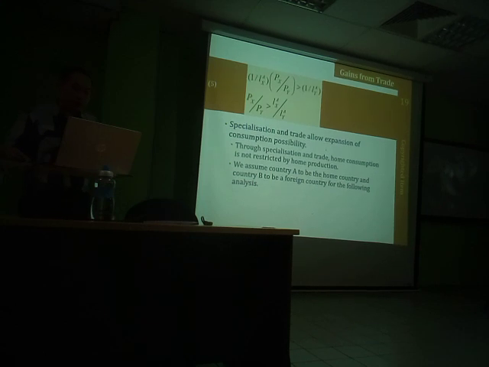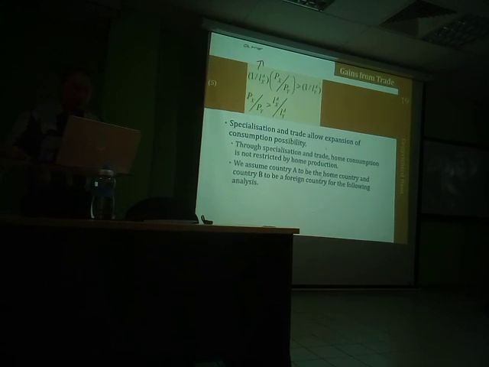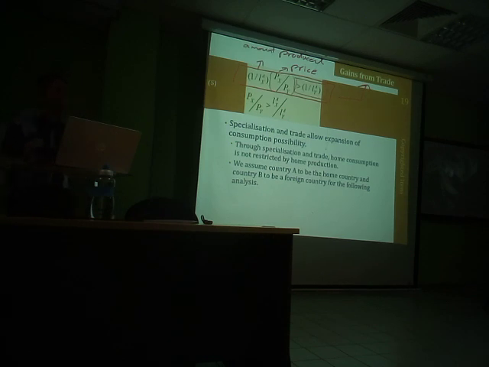This is the formula to obtain gains from trade. This is the amount of good X that you produce. This is the price. The price times the amount you produce, that is export. When you export your product to other countries, you receive payment. That payment is measured by the relative price. This is the formula to indicate gains from trade, because what you export is supposed to be higher than if you produce the product yourself.